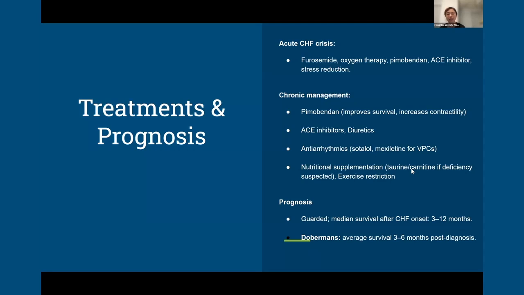Prognosis of DCM is going to be more guarded compared to mitral valve disease. The median survival time after congestive heart failure is 3 to 12 months. And unfortunately for Dobermans, because they're so genetically predisposed and when we see them, often their disease is quite advanced, the average survival will be 3 to 6 months post-diagnosis.